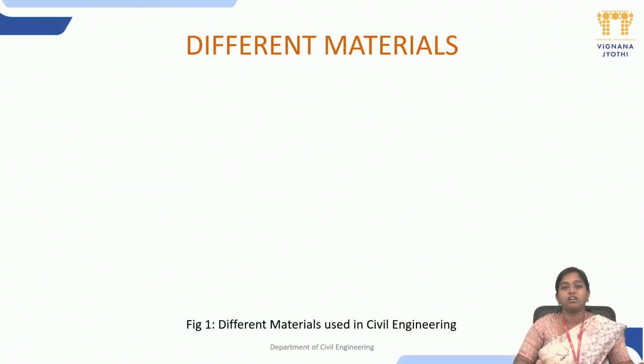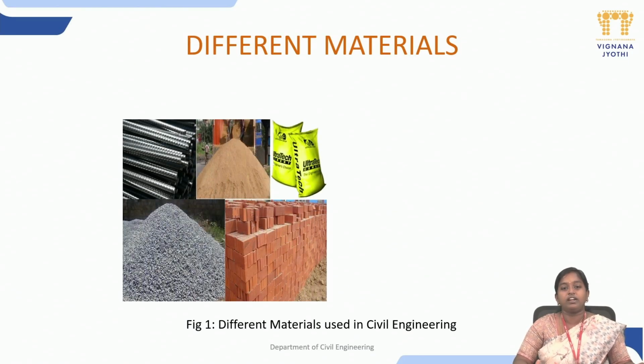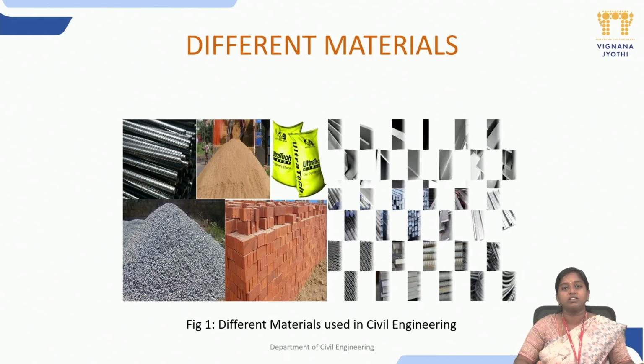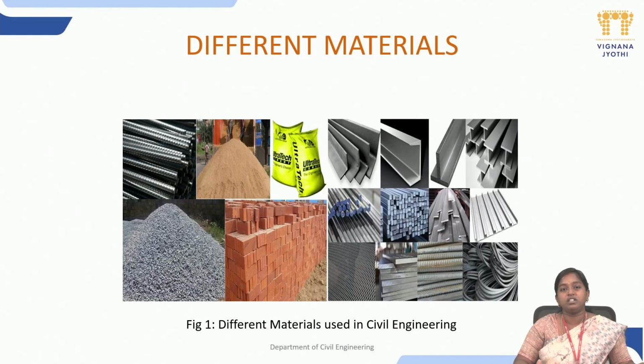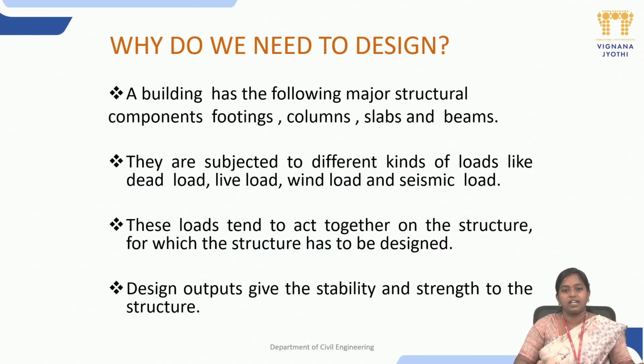There are various materials that are commonly used in civil engineering. Let us see a few of them. As you can see, the most common materials that we use for reinforced concrete structures are rebar, fine aggregate, cement, coarse aggregate, and brick, which is usually used for non-structural components. Along with these materials, one more common material that we use in the construction industry is different types of steel sections like channels, I sections, angle sections, etc.